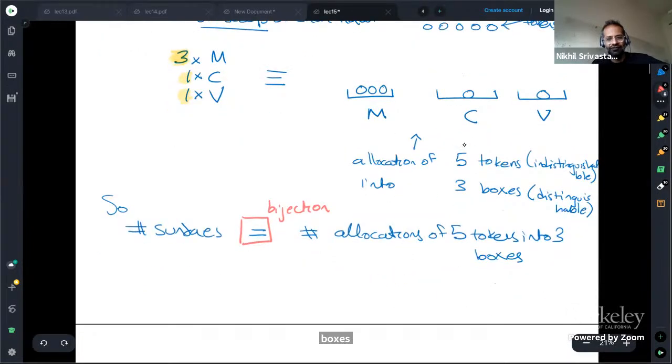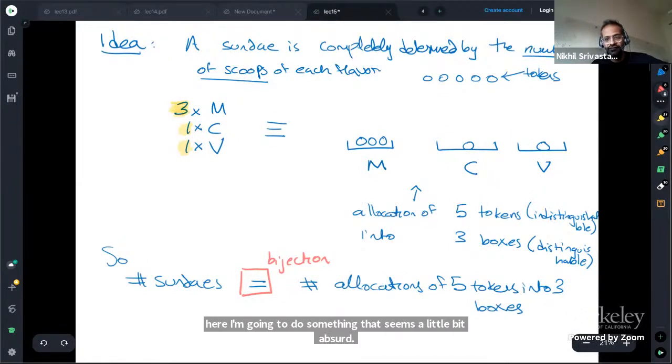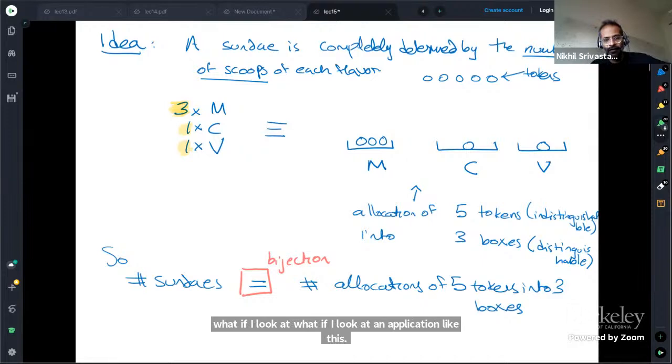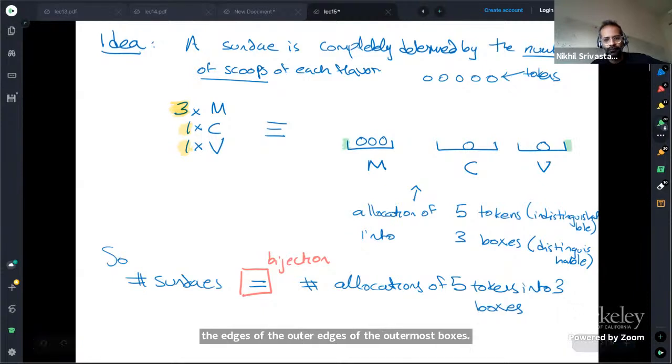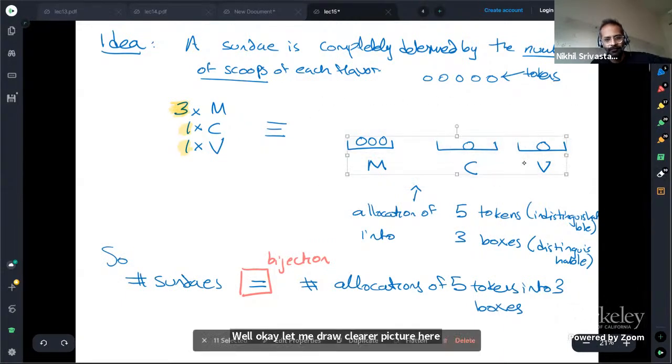And here I'm going to do something that seems a little bit absurd, but it really works. I'm going to say, well, what if I look at an allocation like this, but then I erase the outer edges of the outermost boxes. Okay, so I only keep the, well, okay, let me draw a clearer picture here. Or let me actually make a copy of it.